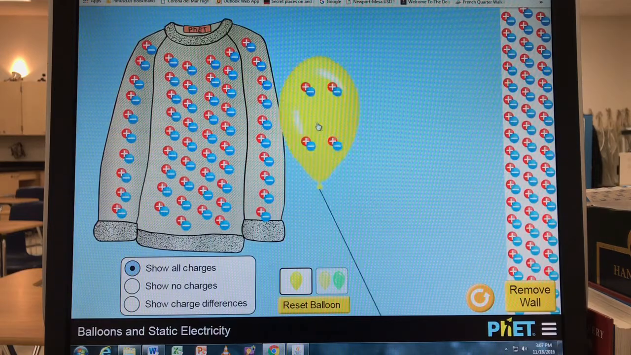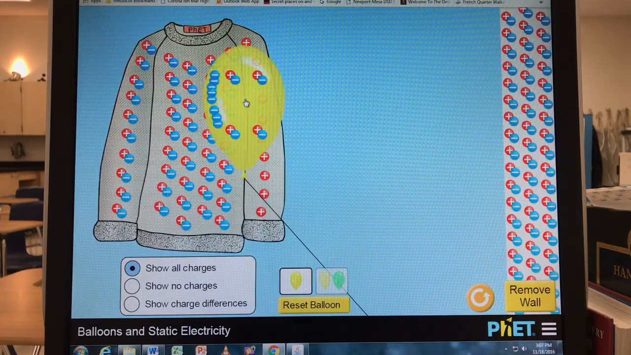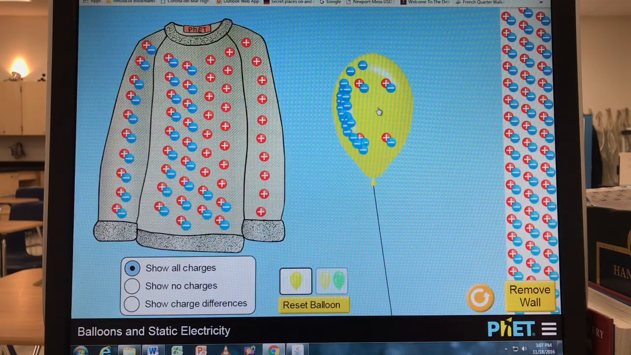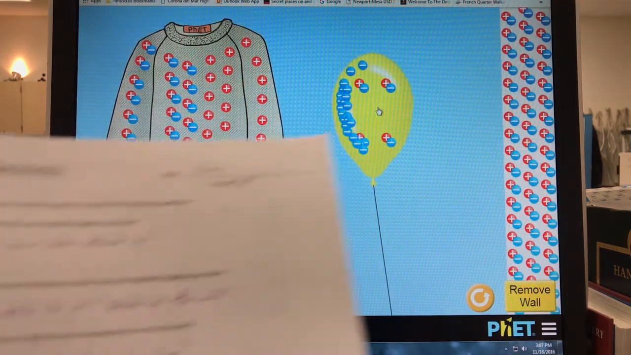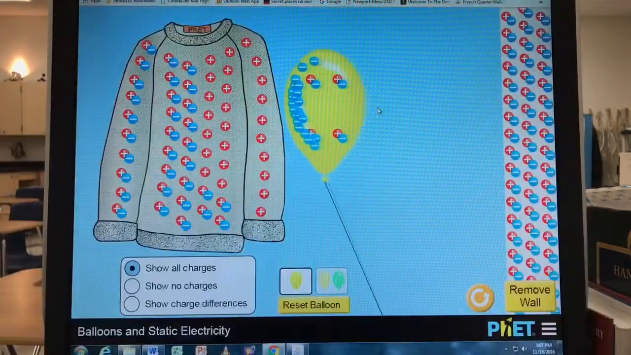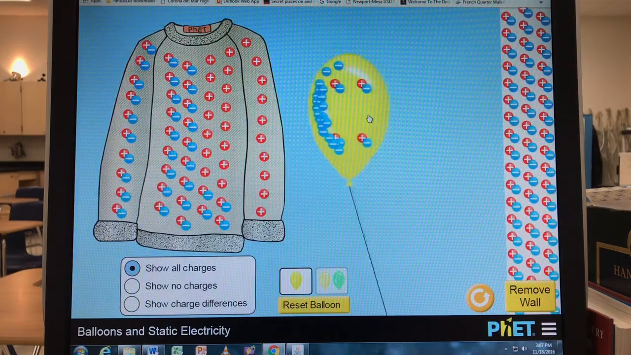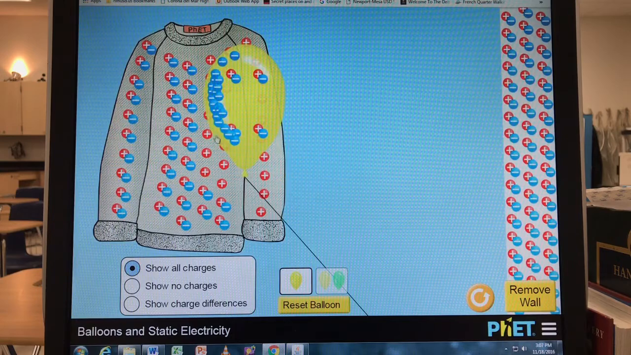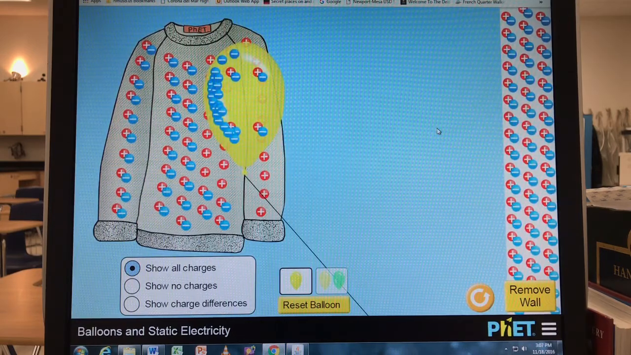So when you rub the balloon on the sweater, what happens? The first thing that happens is the electrons rub off the sweater and onto the balloon. That causes the balloon to be attracted to the sweater, right? Because there's a difference in charges now. We've got the positive charges on the sweater and the negative charges on the balloon.